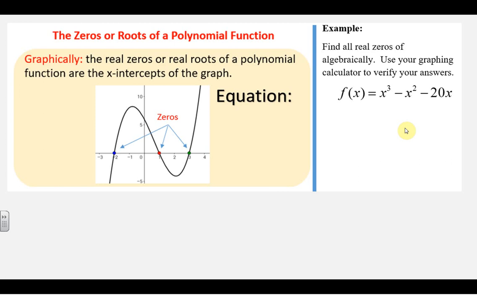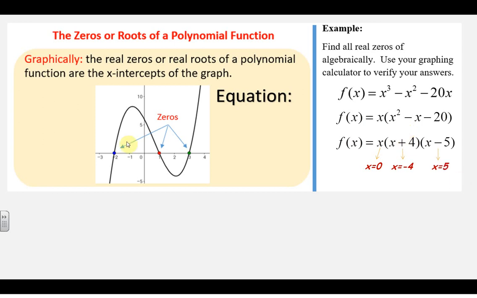To find zeros algebraically, you usually are going to factor. That's what we've done in the past, right? Take a GCF, factor that bad boy, and get x equals 0, x equals -4, and x equals 5. However, graphically, we can just look right at the graph and say 0, -4, 5. Here I know -2, 1, and 3 are my three solutions.